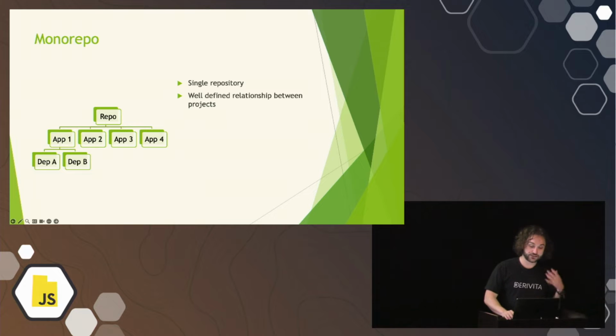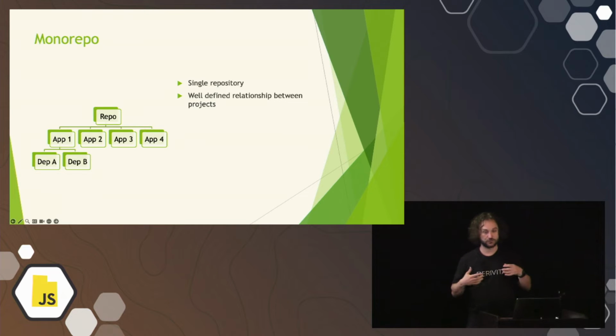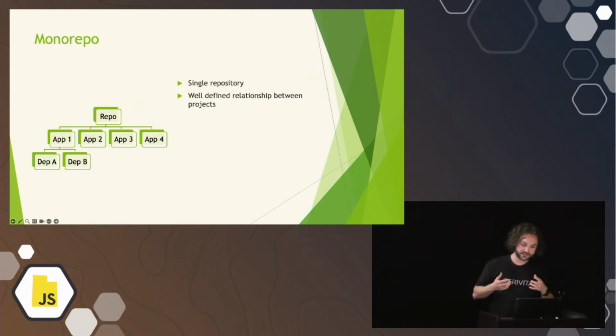So at Derivita, we have an LTI tool. LTI is Learning Tools Interoperability, which plugs into Canvas and other LMSs. We also have a support site for administrative tasks. We have an authoring system. We have a spot check polling system that we use. And all of those things live in a single repository, but there are defined relationships between each of those things to help us interact and share dependencies where needed.